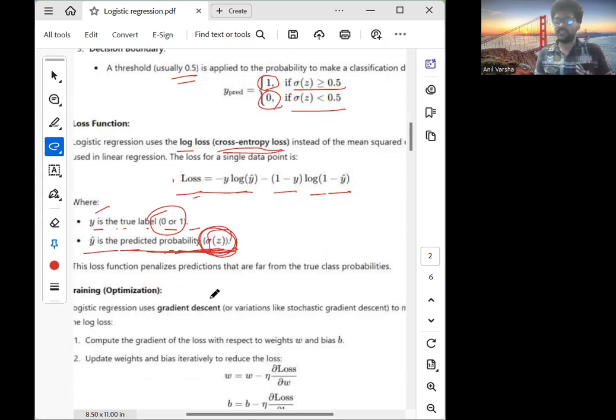It's a predicted probability. The loss function penalizes the predictions that are far from the true class probabilities. For example, if there is an image which is not a dog, the value will be somewhere nearer to 0. So it will penalize, and it will be able to identify correctly that it does not belong to the dog class.